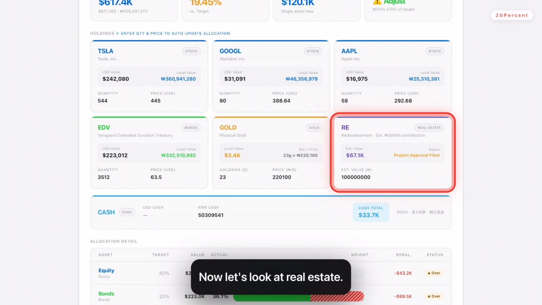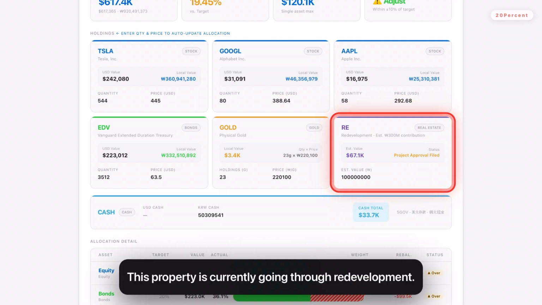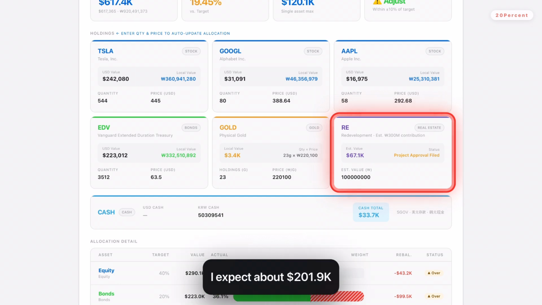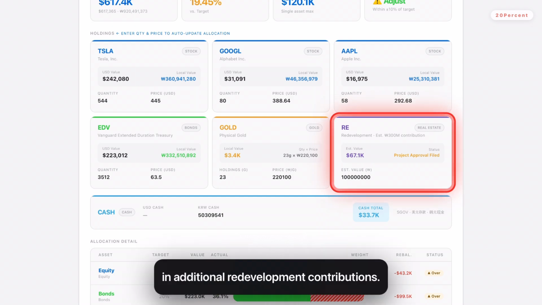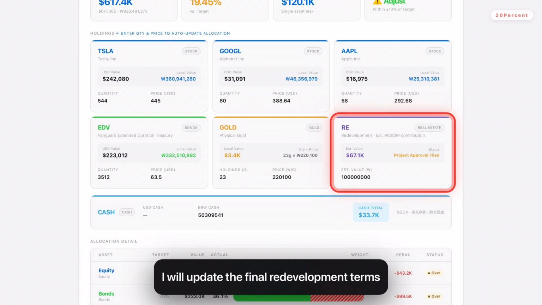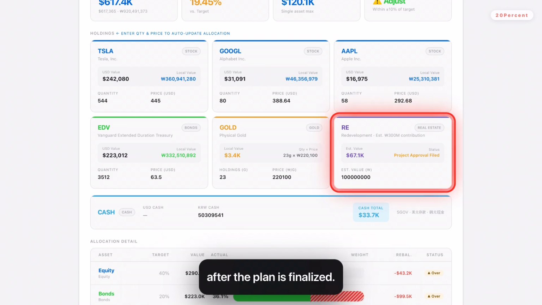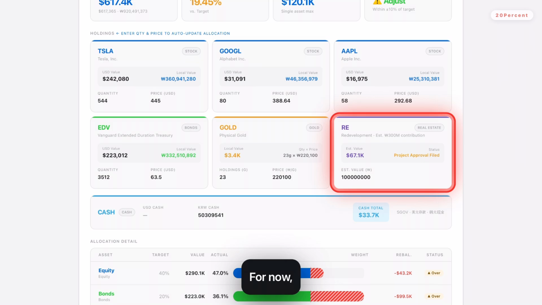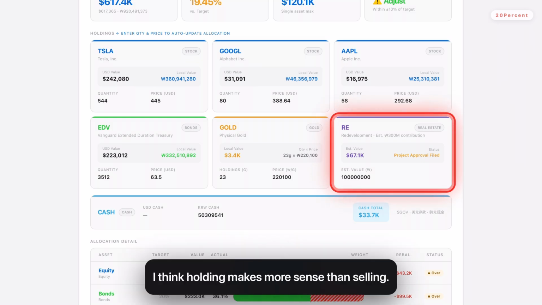Now let's look at real estate. This property is currently going through redevelopment. In the future, I expect about $201.9 thousand in additional redevelopment contributions. At the moment, it is still in the redevelopment approval application stage. I currently treat real estate as roughly 10% of my total assets. I will update the final redevelopment terms and additional contribution amount after the plan is finalized. For now, I think holding makes more sense than selling.